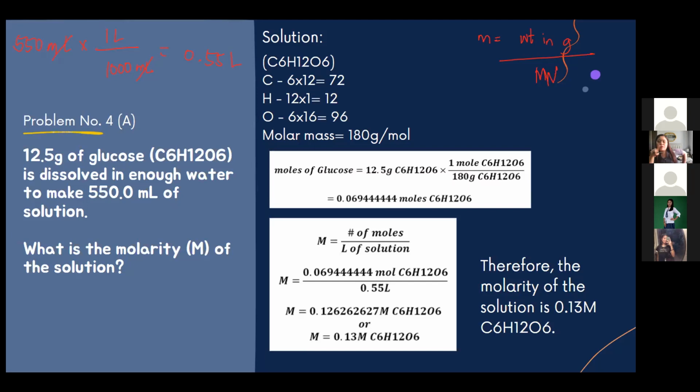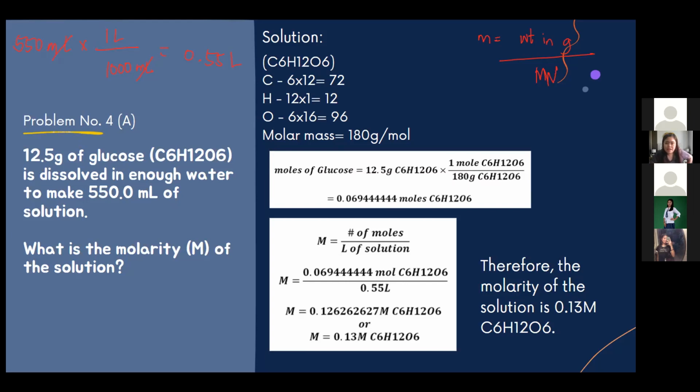Thus for carbon, we have 12, so 12 times 6 is 72. For hydrogen, it's 1, so 12 times 1 is 12. And 6 times 16 for oxygen is 96. Then to get the molar mass or the molecular weight, you just add everything. So that is correct, 180 grams per mole. You can use it in the computation. Actually this way is correct too. Since the unit of our molar mass is grams per mole, you can flip it, mole on top, grams on the bottom, so it still becomes weight divided by molecular weight.